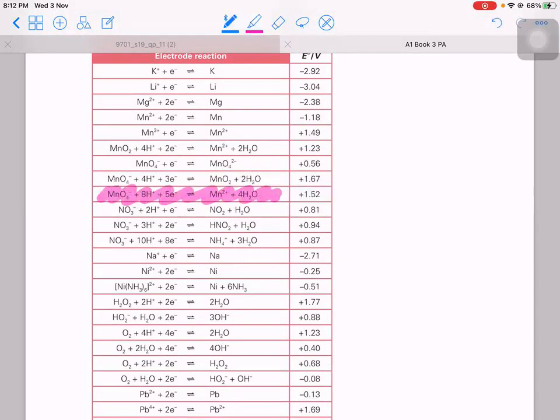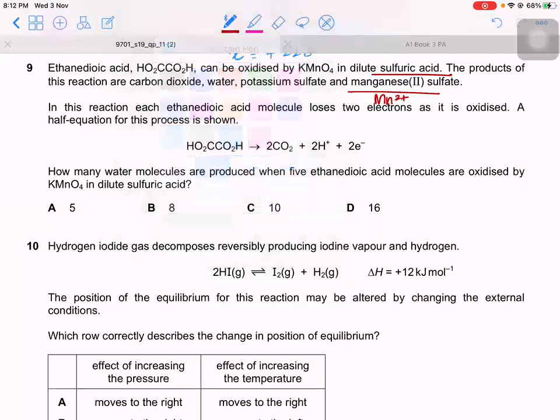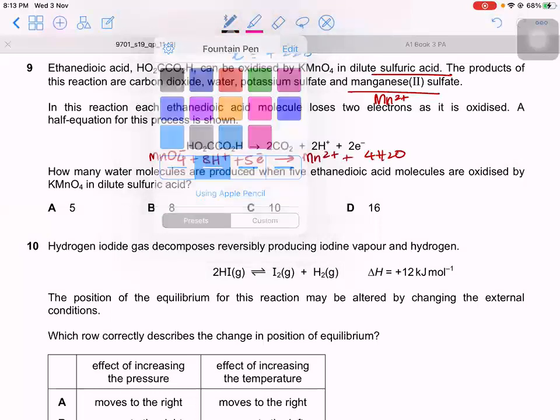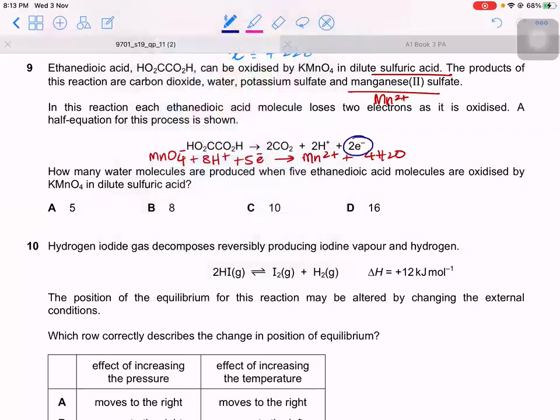So let's write down this half equation. You have one half equation right here, and the other one is MnO4⁻ plus 8H⁺ plus 5 electrons, giving Mn²⁺ plus 4H2O. Now, this is a redox reaction. As you see, this one is getting oxidized, losing electrons, and this is gaining electrons, reduction. Now we need to write the overall equation and find out the moles of water, how many water molecules are produced. In order to write the overall equation, you must ensure electrons on both sides are equal.